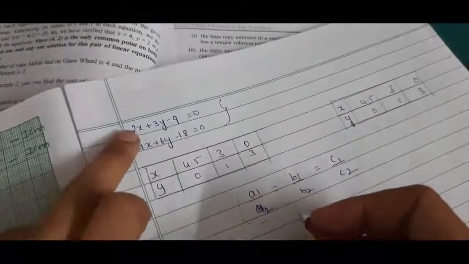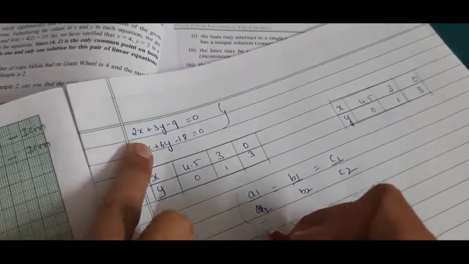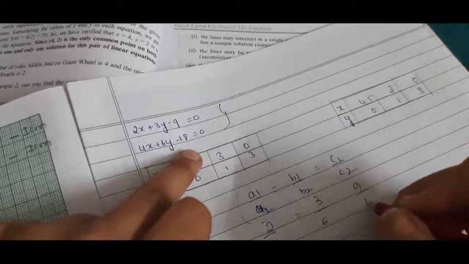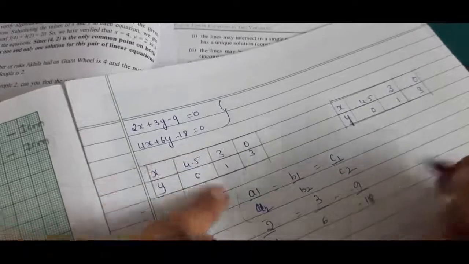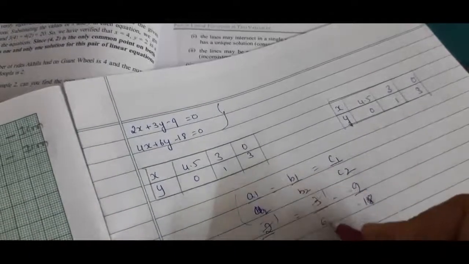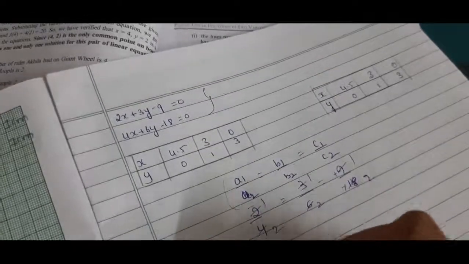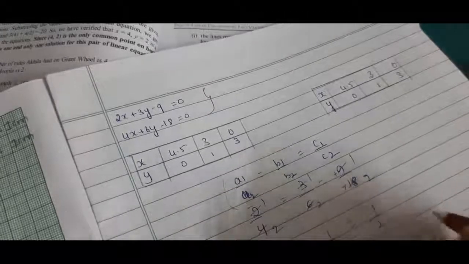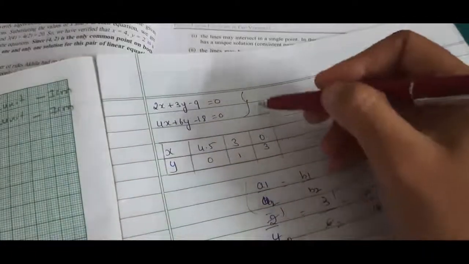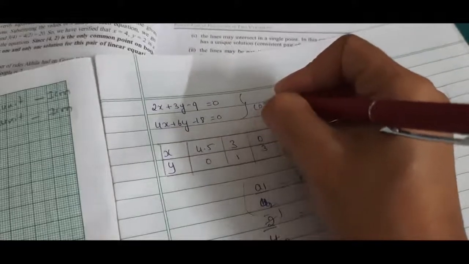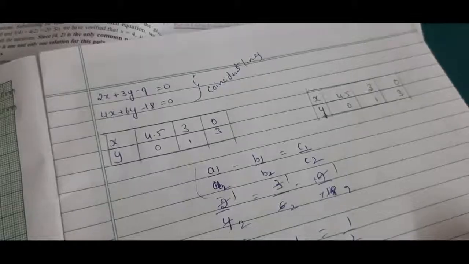See, I will substitute values here. 2 by 4 equals 3 by 6 equals 9 by 18 equals minus 9 by minus 18. 2 ones are 2, 2 twos are 4, 3 ones are 3, 3 twos are 6, 9 ones are 9, 9 twos are 18, and minus minus cancel here. So all the terms are equal to 1 by 2. By seeing this condition, these two pairs of lines obey this condition, so it gives coincident lines.